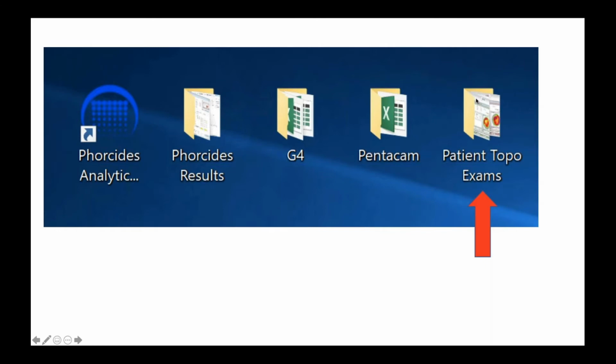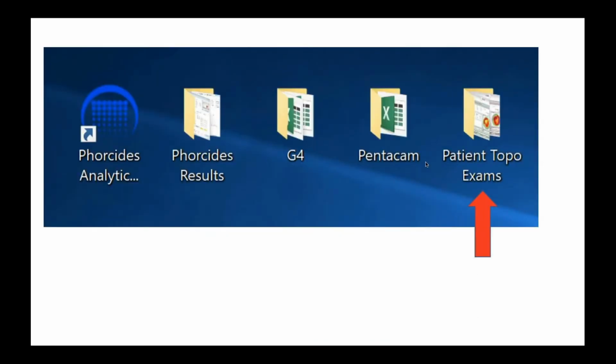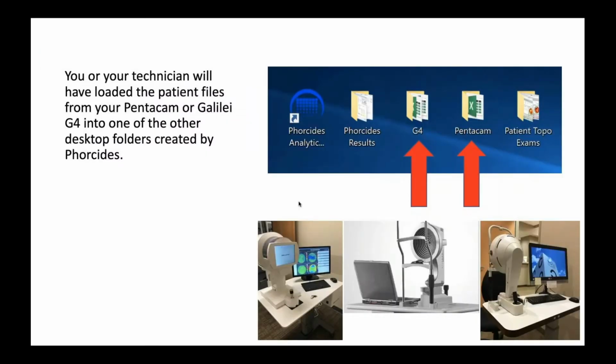And this is where the scans that we just created, where we've zeroed out the sphere and cylinder, we've saved them onto the USB stick. You plug the USB into the computer running Phorcides, and you drag and drop those JPEG files into this folder, patient topo exams. And what I've told my staff is I want all this information to be in these folders ready for me on the day I'm going to be planning my surgery. So once all this data is put together by your technicians, by your staff, you are ready to sit down and immediately begin calculating treatments. We want to make the surgeons as efficient as possible. So this just sort of highlights that we want to pull scans from either the G4 or Pentacam into these folders.